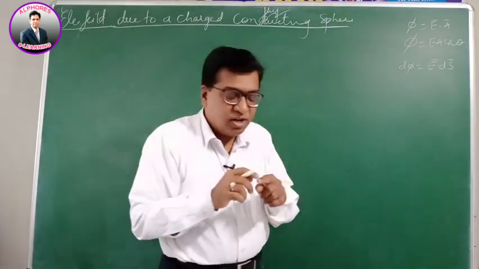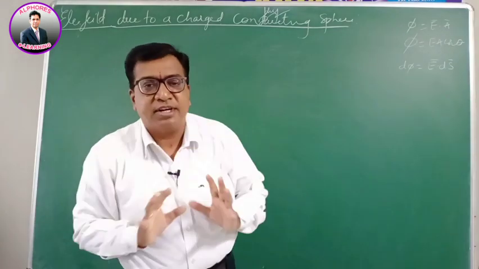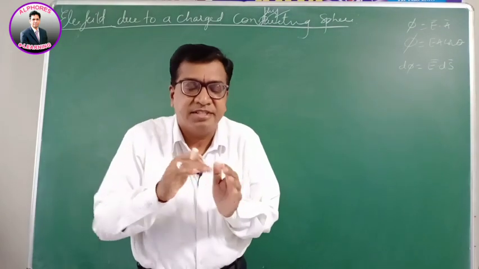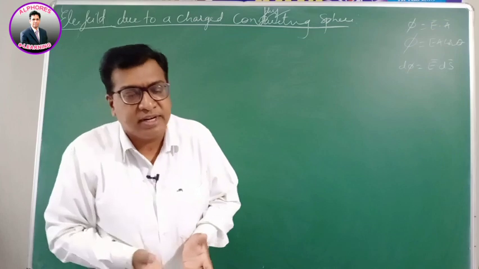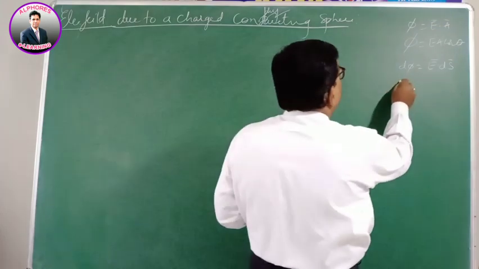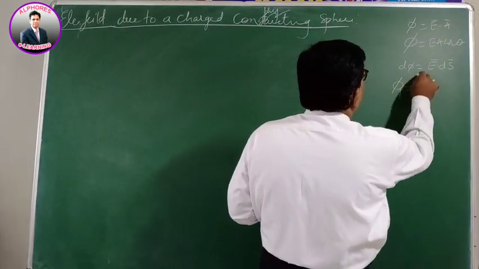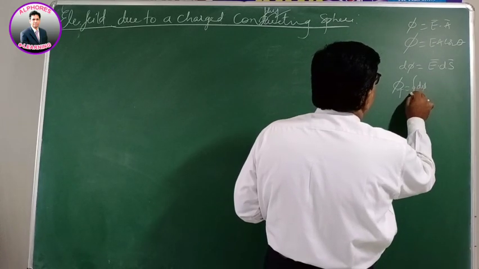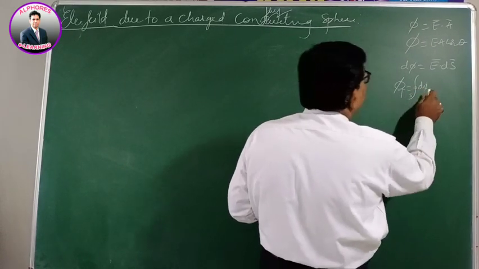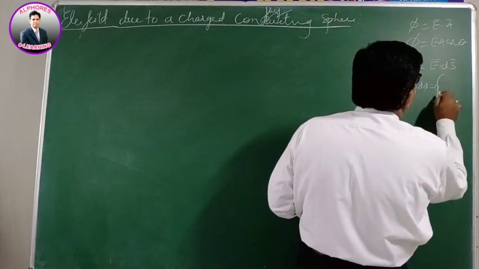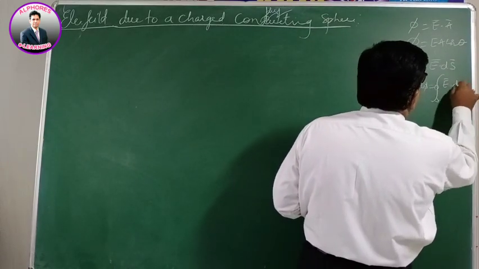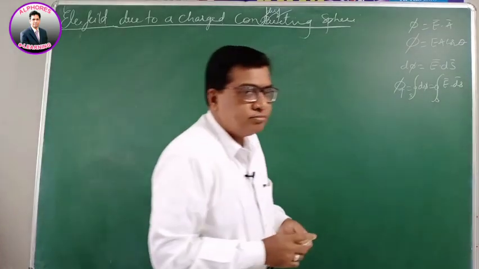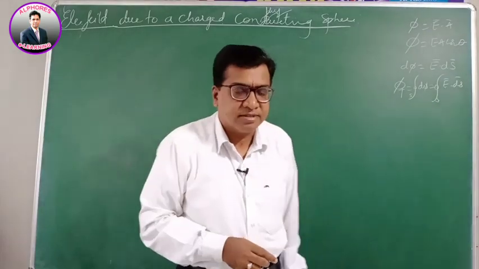Then, when you take such area elements covering the total enclosed surface, the total flux through the enclosure is the integral of d phi. It is the surface integral of E dot ds, by the definition of electric flux.